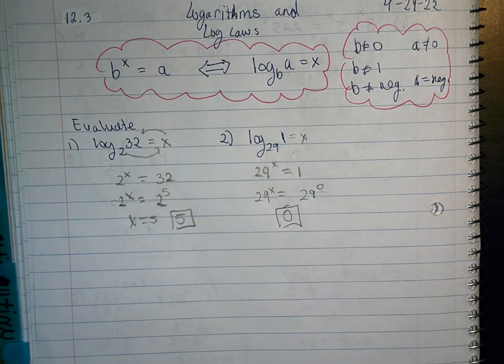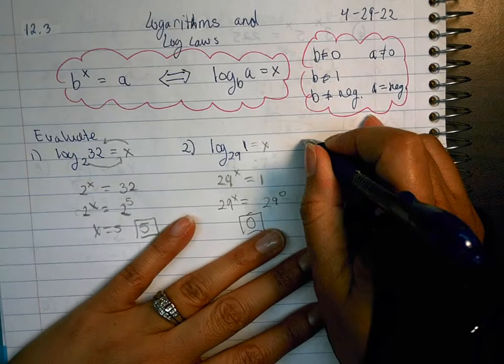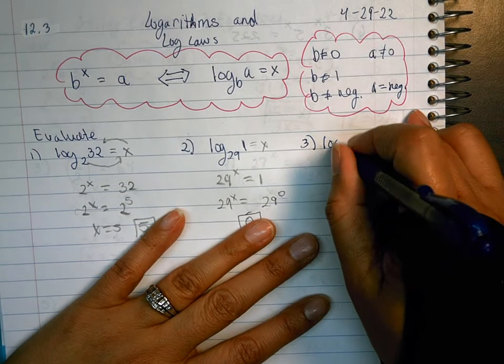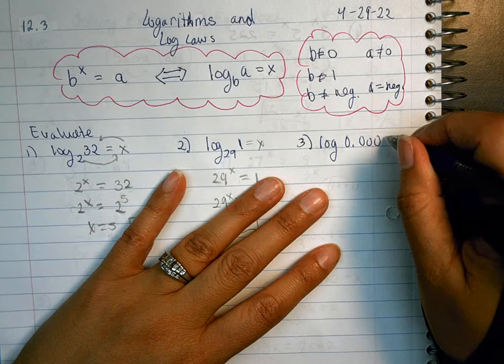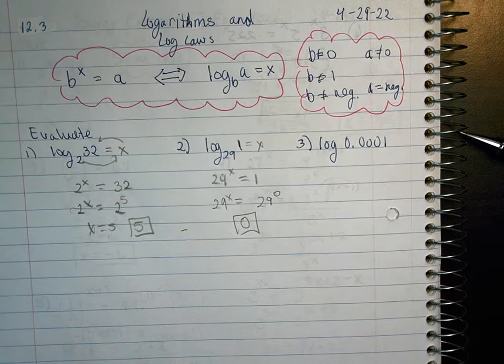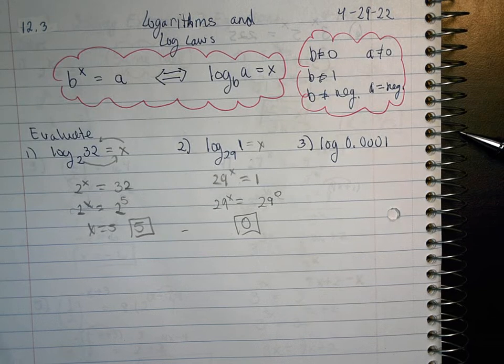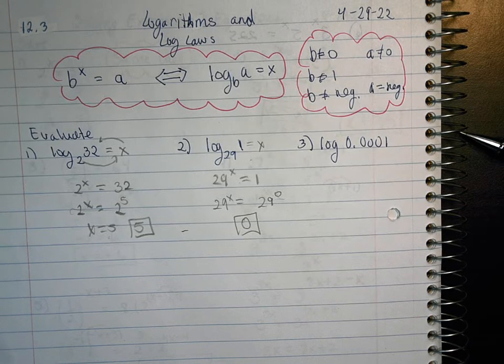Number 3, does that answer? Yeah. Okay. Number 3, log of 0.0001. Now, I have not gone over this with you, but every single one of you in this classroom learned it last year from your Math 3 teacher. I did teach this to you. Your Math 3 teacher taught this to you, but it's been a while, so you may not remember.